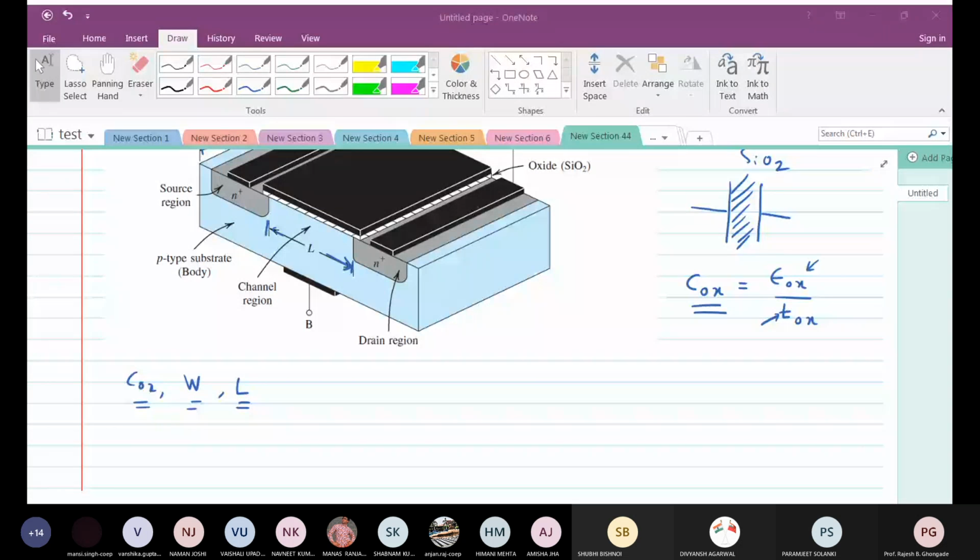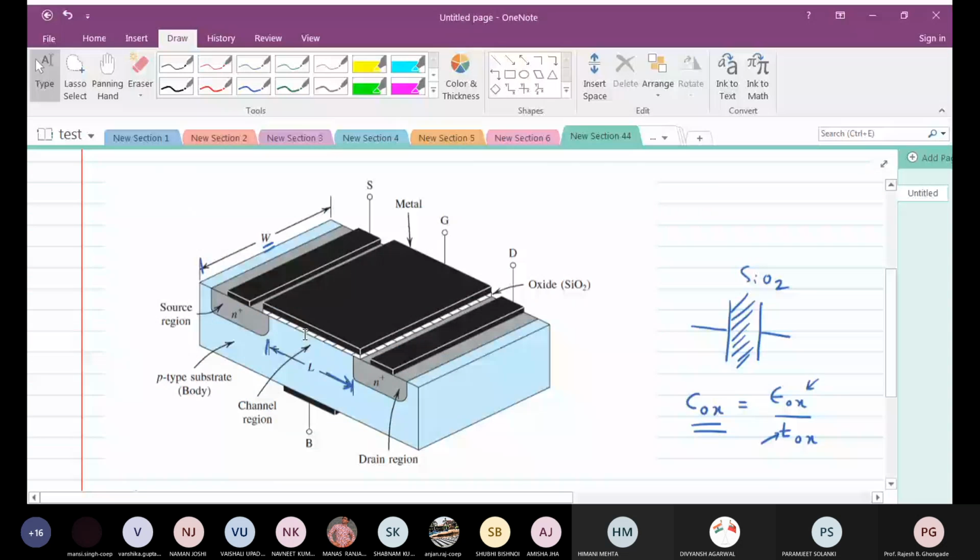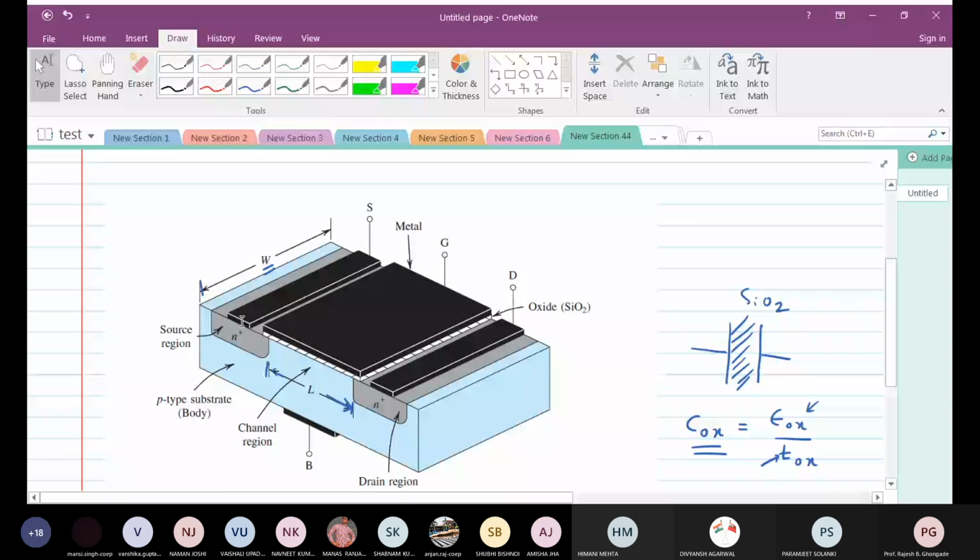Any doubts, any questions with these three terms? Students, please respond. Sir, you were not audible. Okay. So this figure is visible to all of you? Yes, sir. Is this figure clear?